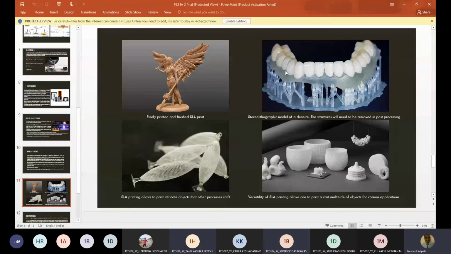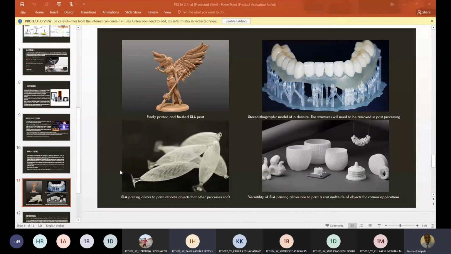Here at the bottom, you can see we have printed a denture using SLA. These are the support structures, which will need to be removed after the curing process. SLA allows us to get extremely intricate designs which other processes such as FDM cannot. For example, sir, a design like this can never be done by the FDM printing process.